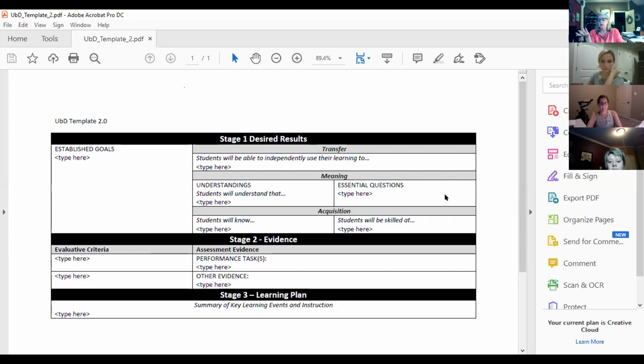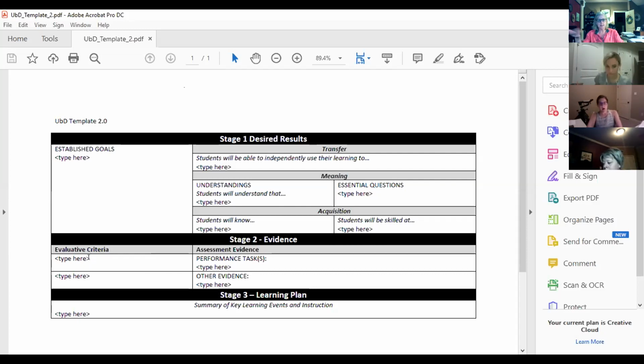So what is your essential question? How do you add 2-digit numbers? Pretty simple. Now, students will know, so by the end of my lesson, they'll know how to add 2-digit numbers. And within the context of a word problem, they're going to be skilled at 2-digit addition without regrouping. Okay? Then in stage 2, how am I going to evaluate it? So this can be pretty generic right here.